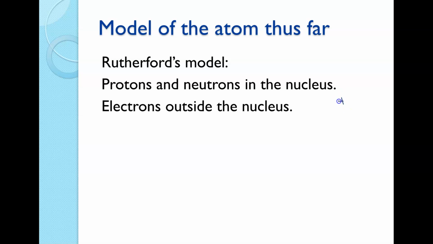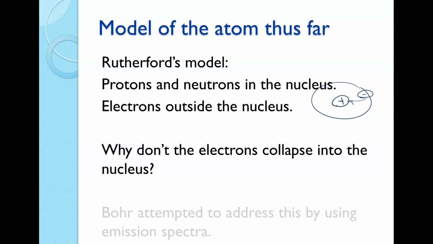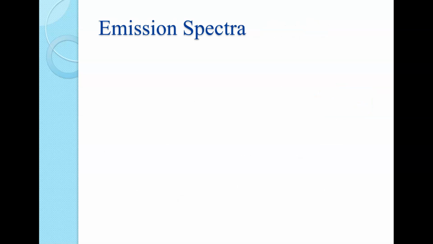So if I have my positive charges here, and I have negative charges here, as the electrons are spinning around, why don't they collapse into the nucleus? Opposites attract, right? So that's what we're going to get to, is why those electrons don't just fall into the nucleus, why they're not allowed to. And Bohr, Niels Bohr, attempted to address it using emission spectra.